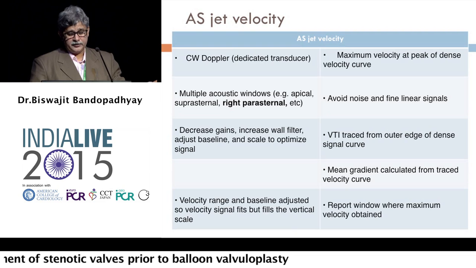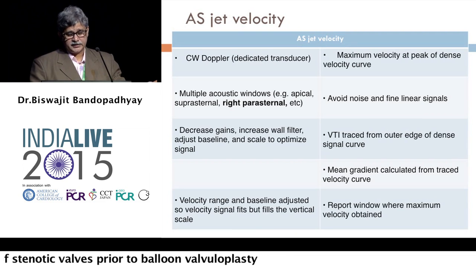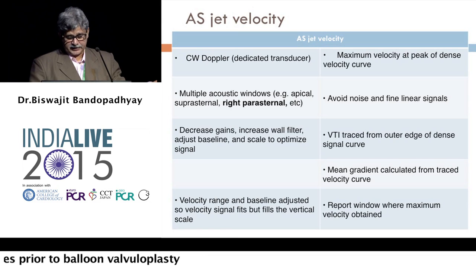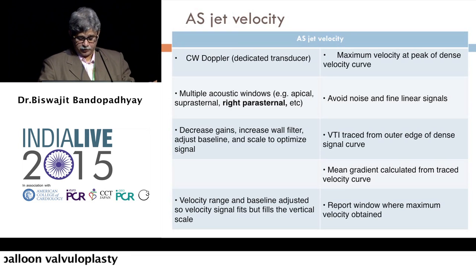Beginners often start measuring where the tips of the frayed Doppler signals are, but that is wrong. You have to get the dense velocity curve. The velocity VTI is traced from the outer edge of the dense signal curve, and the mean gradient is calculated from the traced velocity curve. And report the window where the maximum velocity is obtained. That's again a very important thing.